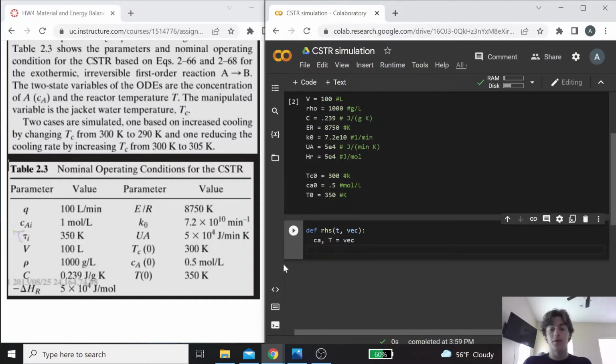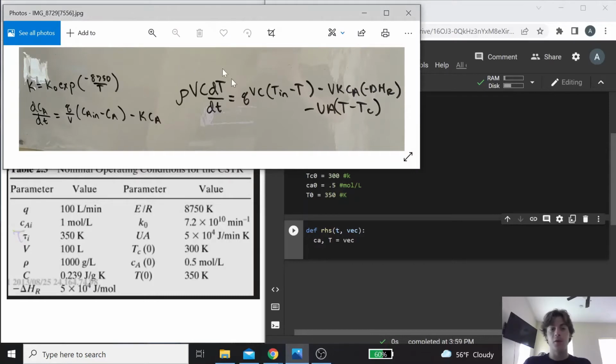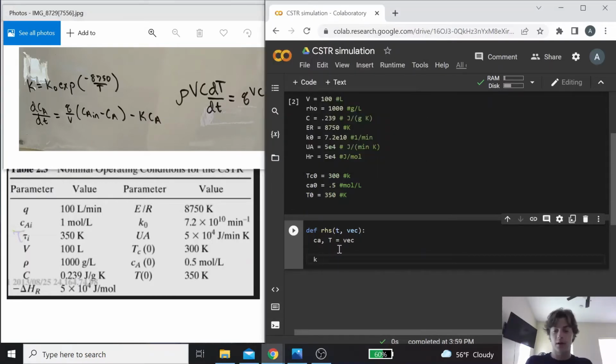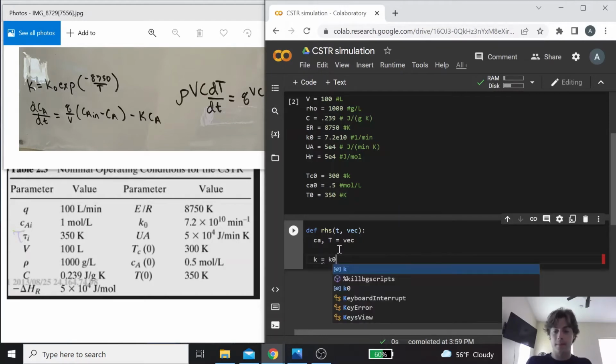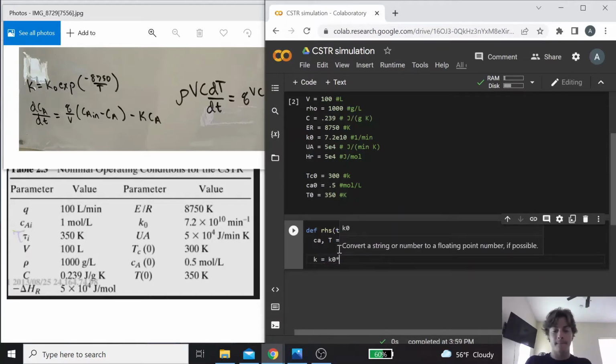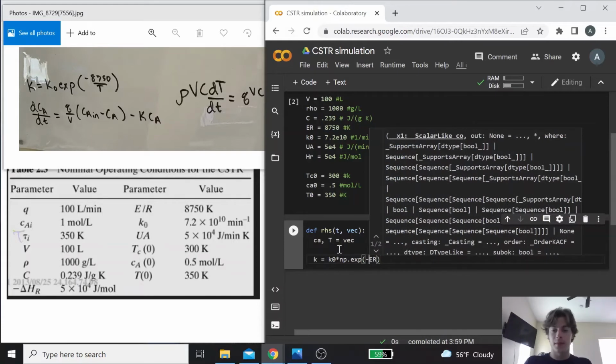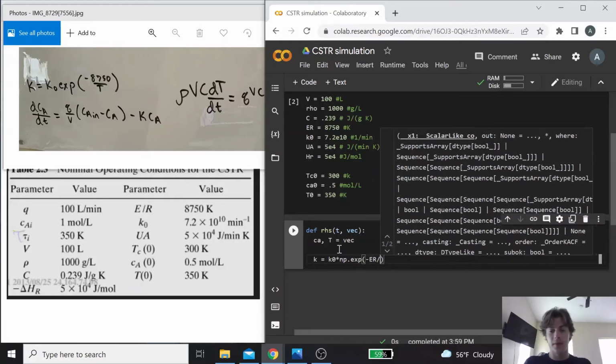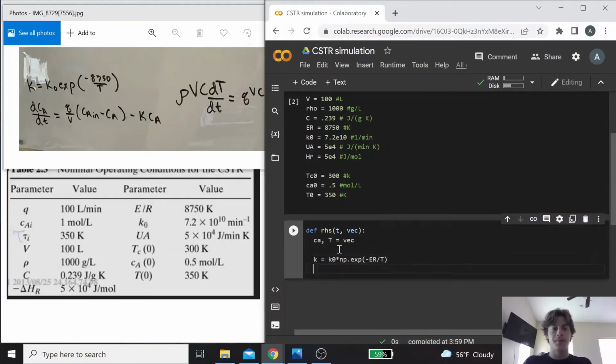And then we also need, if you look at the equations from the last part, both of these depend on k, which is an equation that's dependent on temperature. So I'm going to go ahead and code the equation for k in there, which is k0 times e to the negative ER over T.